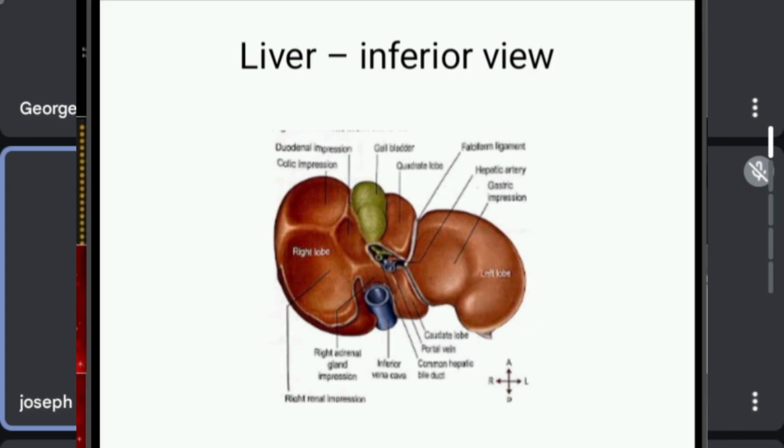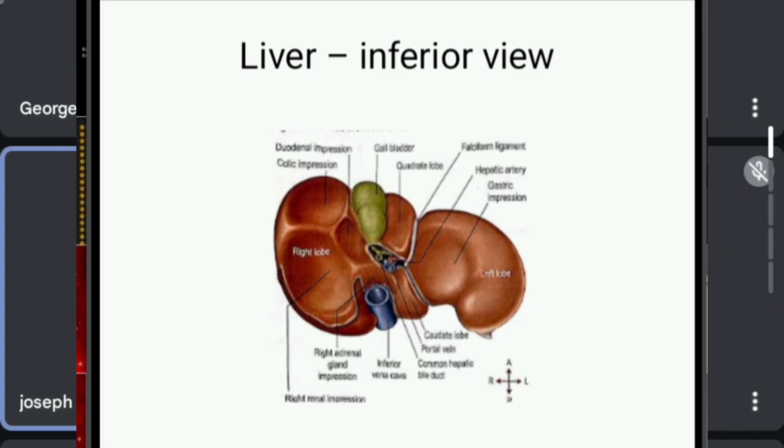And then you see there where we have the triad. We have the bile duct, the portal vein, and the hepatic artery. So that's an important area to note. And then you can see the various impressions, depending on the relations of the liver to the structures around it. For example, you can see the right renal impression is where it comes in contact with the right kidney. So it will form a small impression on the liver.